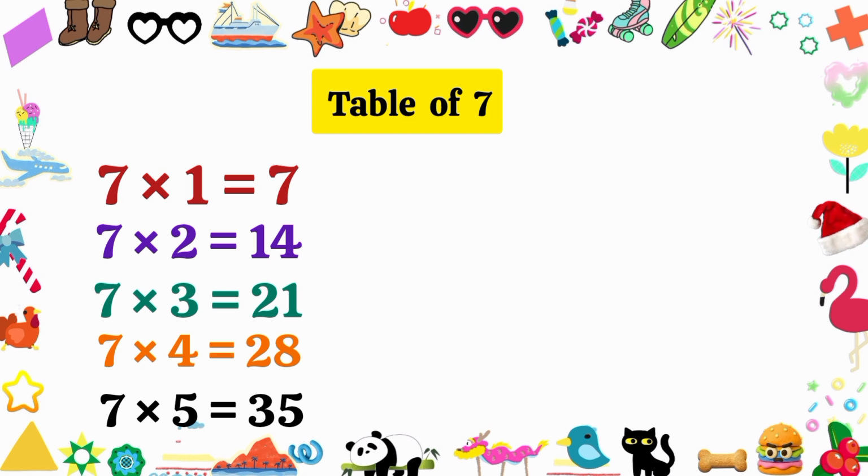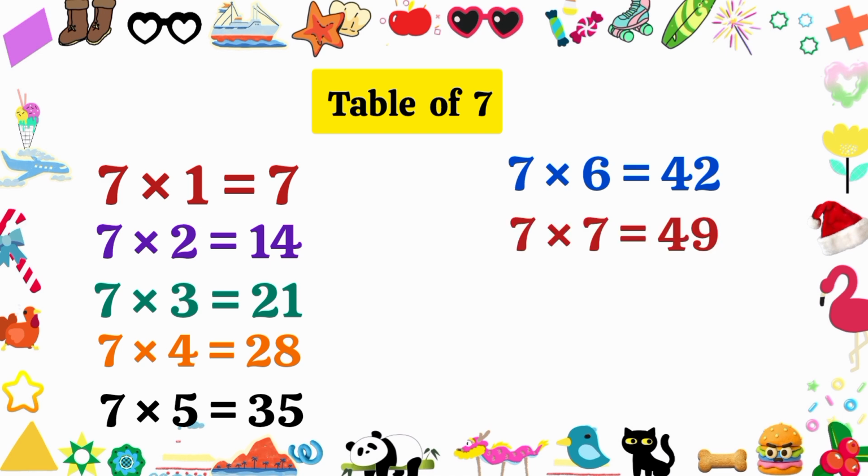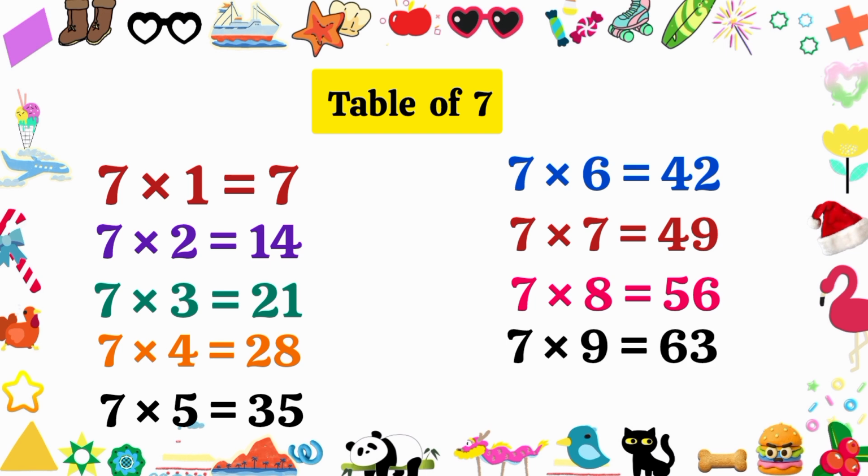7 fives are 35. 7 times 6 equals 42. 7 sixes are 42. 7 times 7 equals 49. 7 sevens are 49. 7 times 8 equals 56. 7 eights are 56. 7 times 9 equals 63. 7 nines are 63. 7 times 10 equals 70. 7 tens are 70.